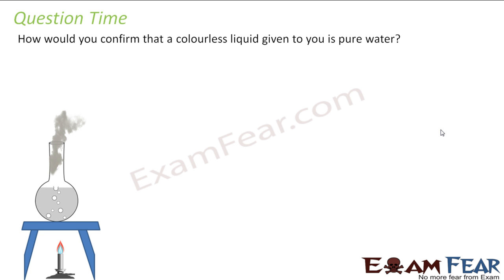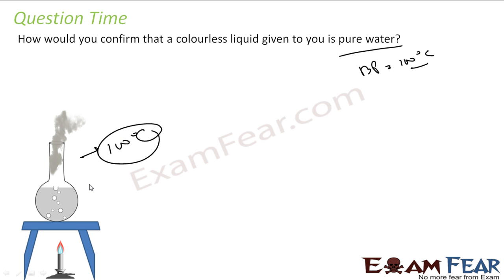How will you confirm? See, what you can do for this is boil it. If you boil the colorless liquid, and if it is pure water, it will start boiling at exactly 100 degrees Celsius. So we know one property: the boiling point of pure water is 100 degrees Celsius. You keep a thermometer here as well, and you boil it. So if it boils at 100 degrees Celsius, there is a 90% chance it is water.